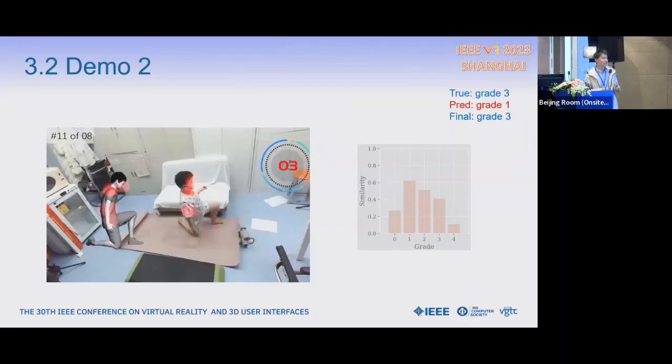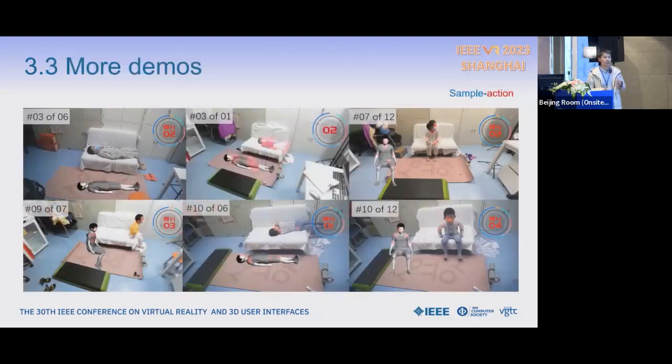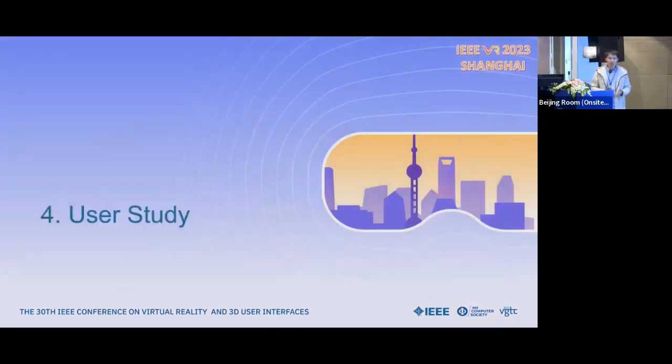At this point, the clinical doctor can make an accurate assessment by observing the large difference between the virtual character and the real-world patient. More demos are shown in this slide. Next, I will show the user study and the results of our experiments.